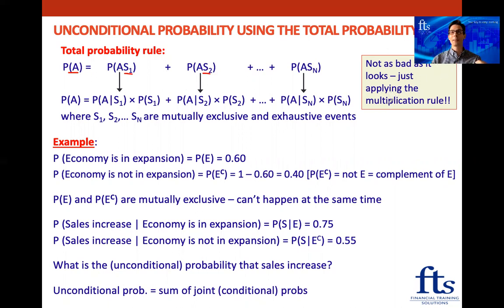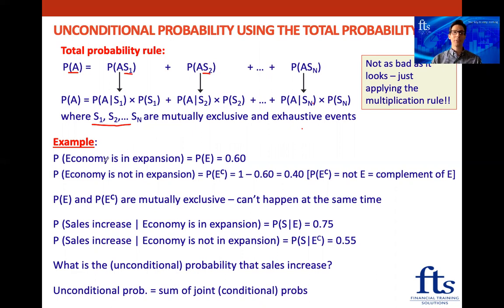What are we doing here? We're just applying the multiplication rule. This is the probability of A and S1 happening, which is the probability of A given S1 multiplied by the probability of S1. And we do the same for each and every term, where all of these are mutually exclusive and exhaustive events. Let's try the example and it'll help us understand what's going on here.